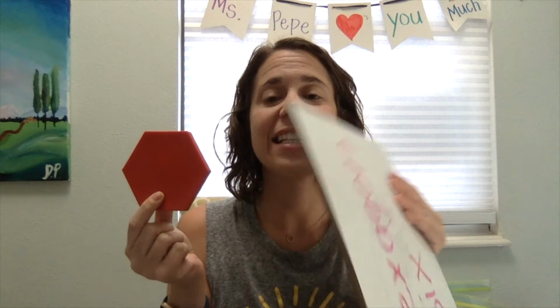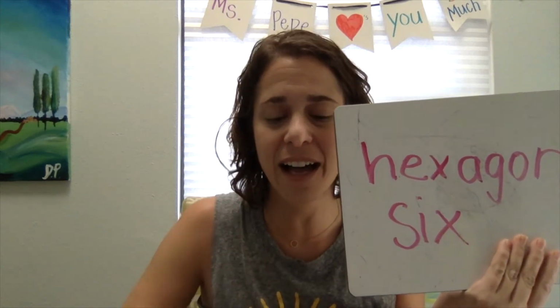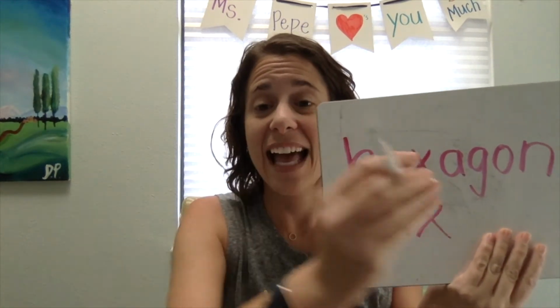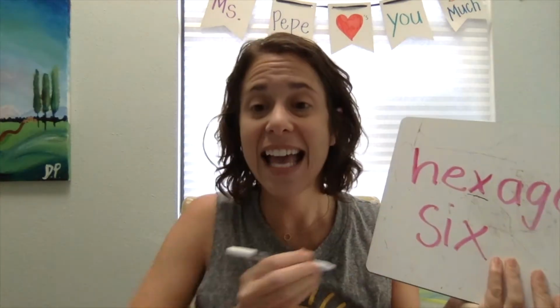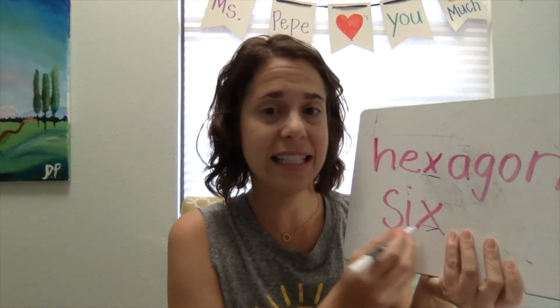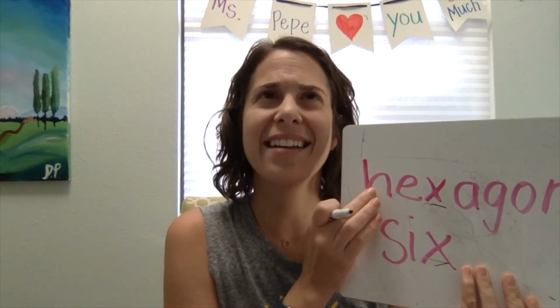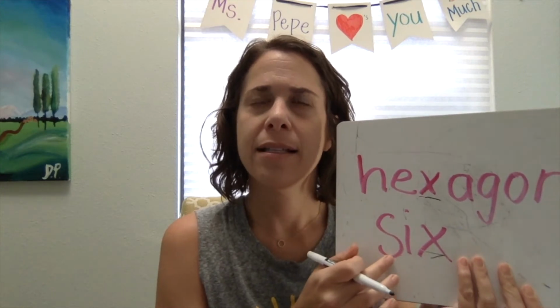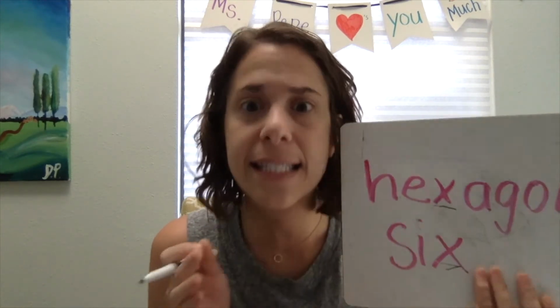6. I hear X. Ben, you're right. This shape is called a hexagon. Can you say hexagon? The cool thing about this shape is that hex has an X in it, and there's an X in 6. So if you think, what is a hexagon? It has 6 sides. Okay, what shape has 6 sides? Hexagon. Great job on reviewing your shapes.